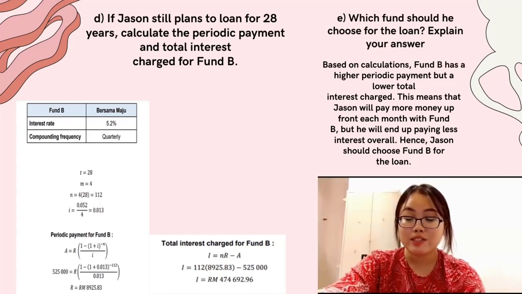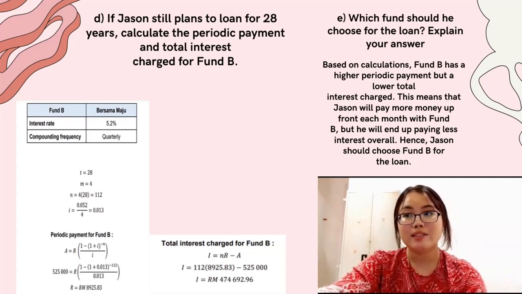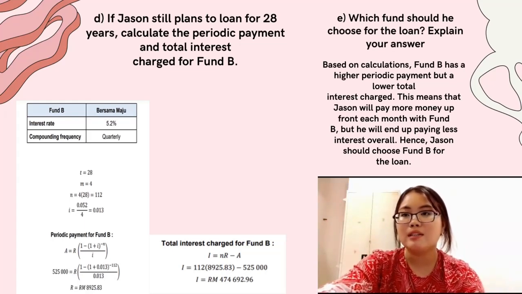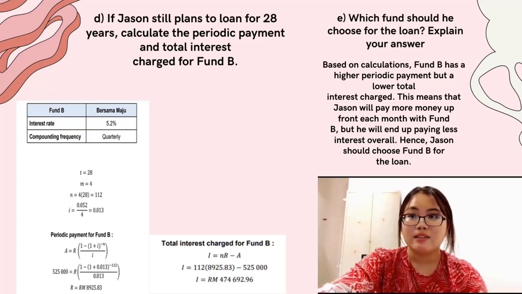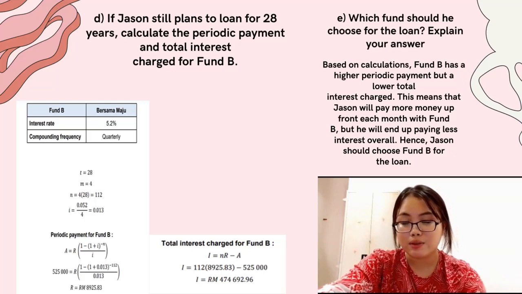The last question in chapter 6 is, which fund should Jason choose for the loan? Explain your answer. The answer is, Fund B has a higher periodic payment but a lower total interest charge. This means that Jason will pay more money upfront each month with Fund B, but he will end up paying less interest. Then Jason should choose Fund A for the loan.